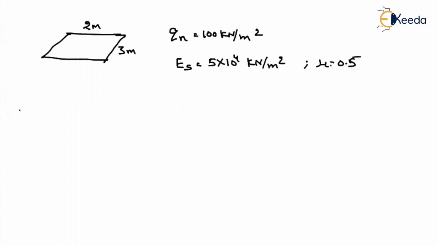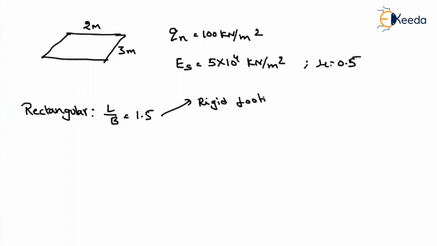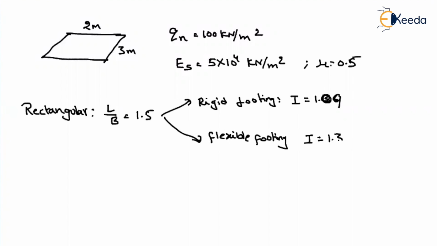And for a rectangular section, for L by B equal to 1.5, they have given the influence factor I. If it is a rigid footing, I is 1.09, and if it is a flexible footing, I is 1.36.